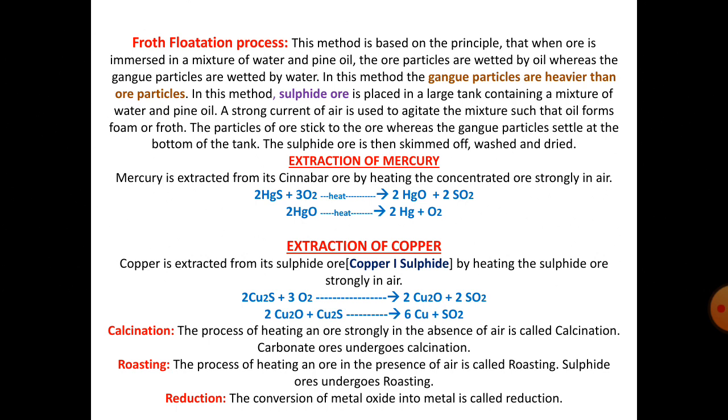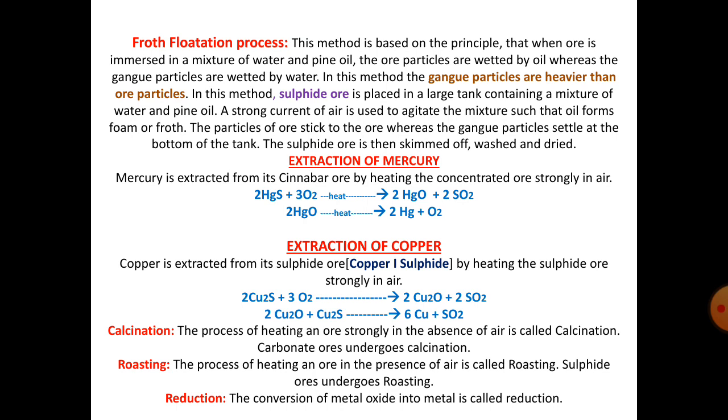Now we have to understand three terms. One is calcination, second is roasting, and the third one is reduction. Calcination: the process of heating an ore in the absence of air is called calcination. So what is roasting? The process of heating an ore in the presence of excess air is called roasting. Whatever ore undergoes calcination, the answer is carbonate ore. Whatever ore undergoes roasting, the answer is sulfide ore. So if the question comes, differentiate between calcination and roasting, these two points you are supposed to write.